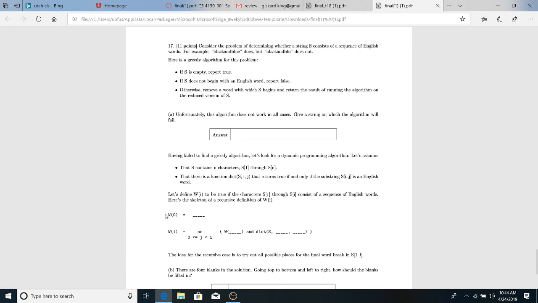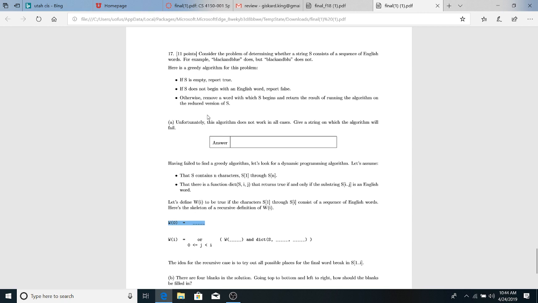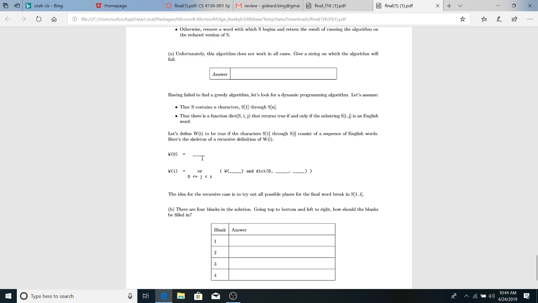So W of 0 means that the string is empty, right? Because you're starting and ending at the very first index, right? And if you look in the example, or in the instructions, it says to return true there, right? Okay, so blank 1 should be true because that's our base case. Second blank is our recursive call.